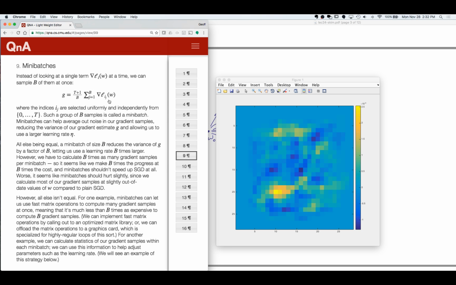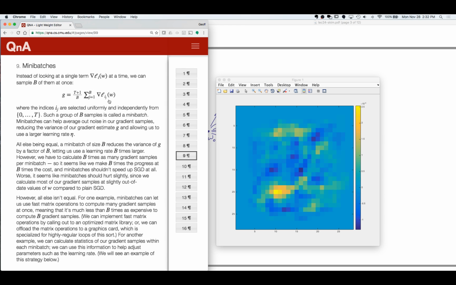And if you think about it a little bit more, in ordinary gradient descent, we calculate each new gradient at the latest value of W, whereas with mini batches, we calculate them all at the same value of W, which is good for the first one, but for the second and subsequent ones, that value of W is a little bit out of date. So that should hurt a little bit.